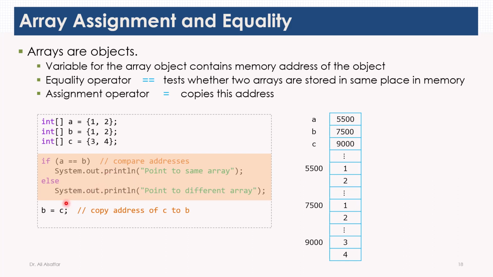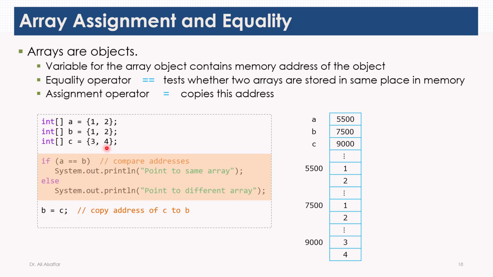Now regarding the assignment operator, you know that we use the assignment operator for copying whatever is on the right hand side to the variable on the left hand side. Now when you write B equal to C, in fact you are not copying the elements of C into B.